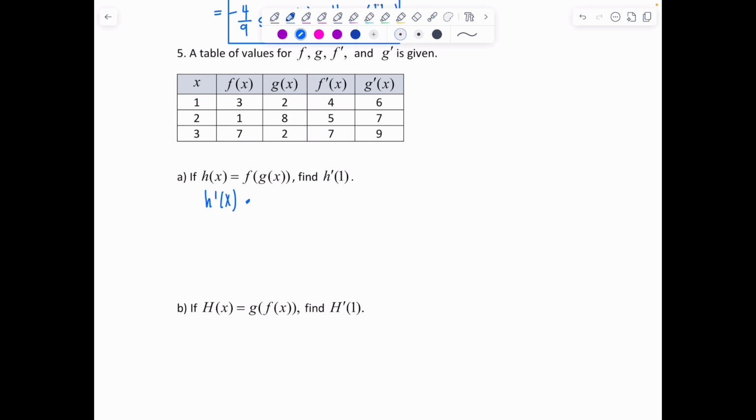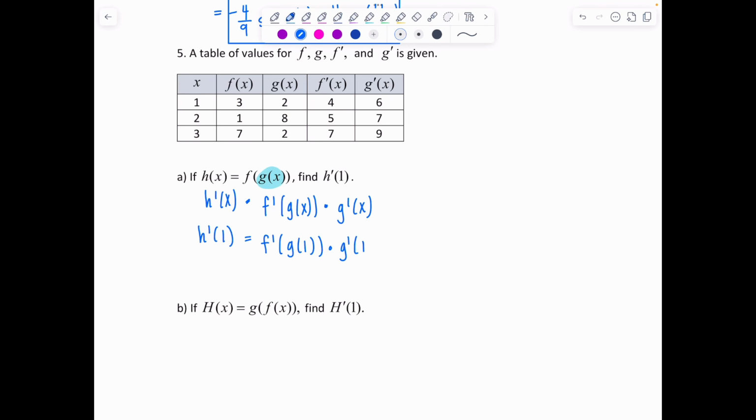So h prime of x is going to be, remember, starting with the outermost function. So f prime of g of x times, now move to the next layer, derivative of the inside function is g prime of x. Okay, first you have to do it all in terms of x. Don't plug in 1 just yet. Now we can substitute in 1 since we have our formula. H prime of 1 is f prime of g of 1 times g prime of 1.